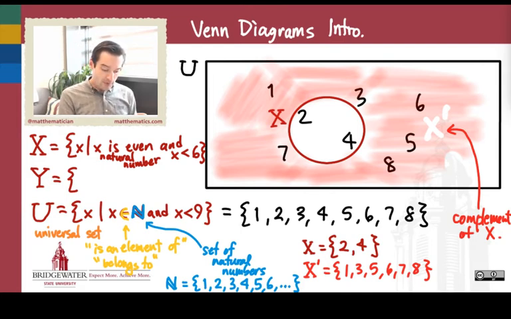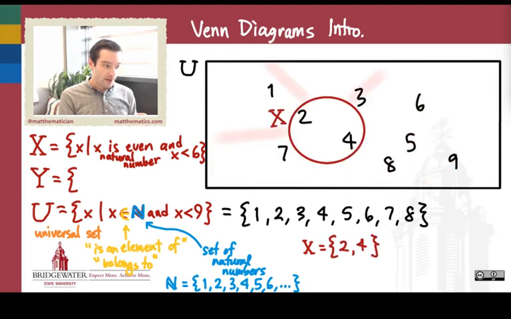Cool. Let me take that complement stuff away for the moment. It's one of the beauties of working with a digital whiteboard, as we can just rewind. And now let's talk about the set. Let's define one more set Y so that we can get to our Venn diagram for the day.